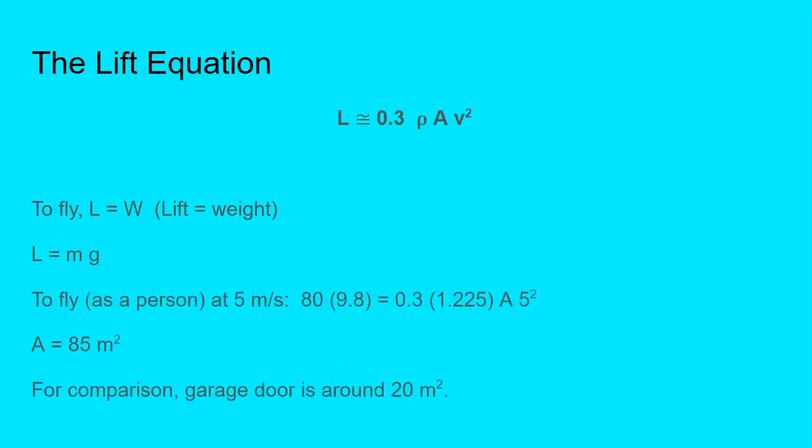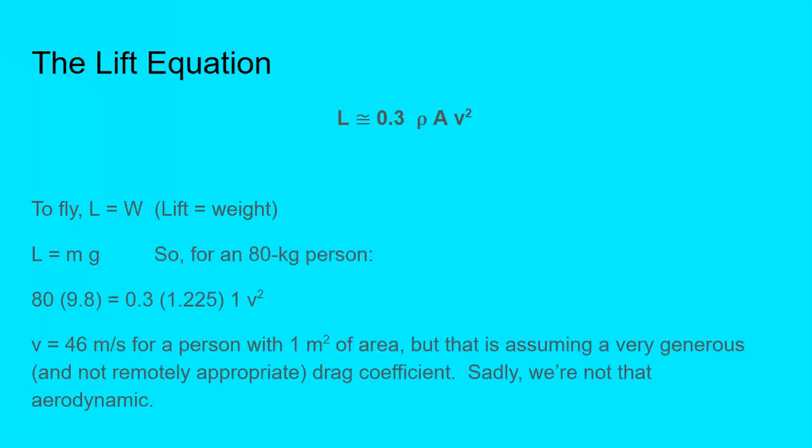So let's do that. Imagine you want to fly as a human being, flying at 5 meters per second, which is just over 10 miles per hour. And you're an 80-kilogram person. You have 80 kilograms times 9.8 meters per second squared, and you set that equal to 0.3 times 1.225 kilograms per cubic meter, that's the density of air, times the area, times 5 squared. That works out to be 85 square meters. For comparison's sake, a garage door is about 20 square meters. Is it any wonder that we're just not quite set up to fly?